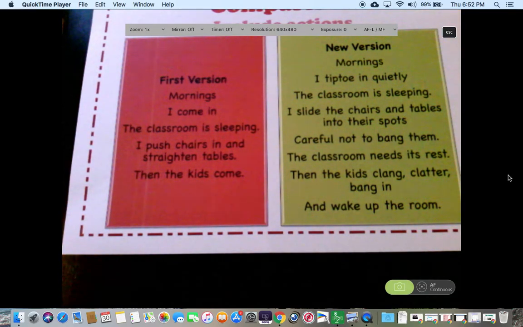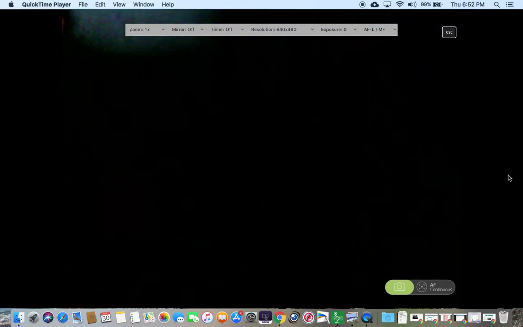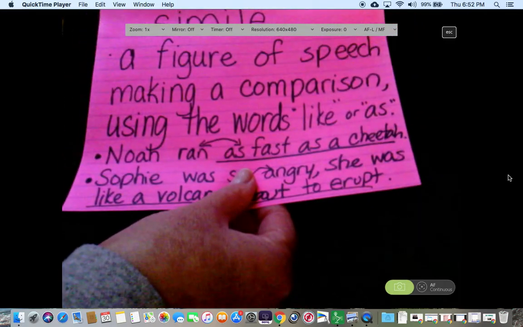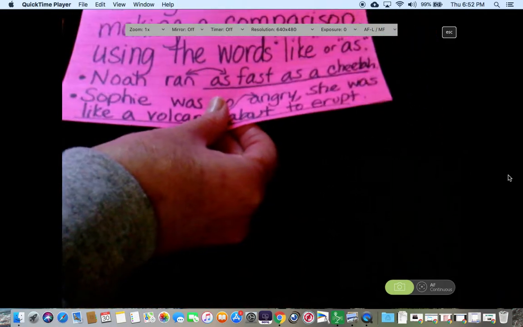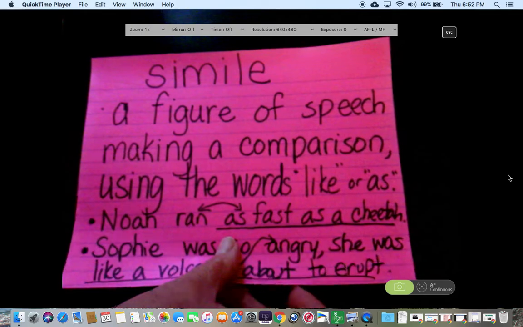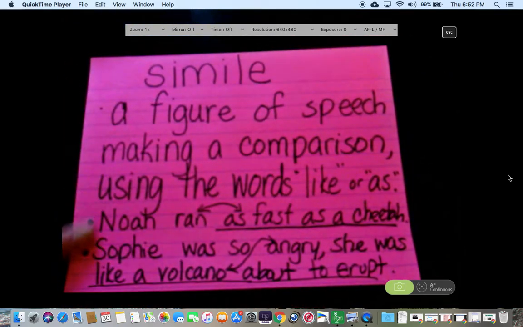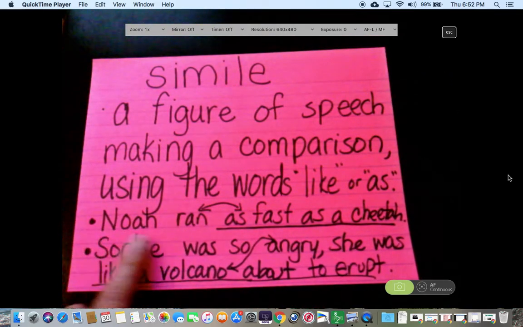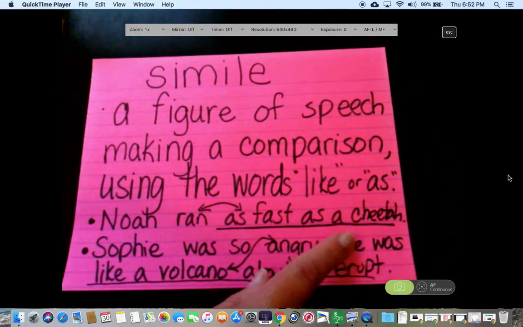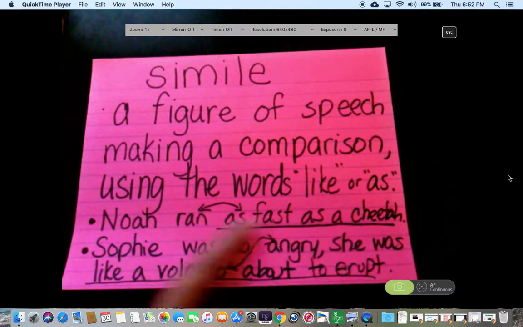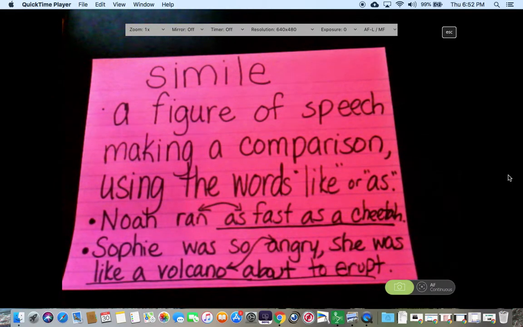And boys and girls, that's sort of what we were talking about when we were looking at comparison language. Before we had left, we had looked at two different types of things. We had looked at similes, which is when an author uses the words like or as to make a comparison. And so one of the examples that we had back then was Noah ran as fast as a cheetah. We were comparing how fast Noah was running to as fast as a cheetah goes, to try to show the reader that Noah was running so fast.